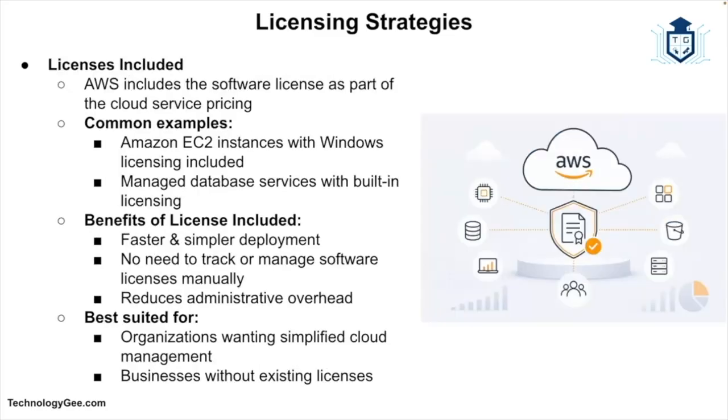And then there's where your licenses are included. So AWS can provide the licenses as part of their service. Examples could be Amazon EC2 with Windows licensing that is included, and managed databases that have built-in licensing. And the benefits are it offers a simpler setup. There's no license management headaches. And essentially the key takeaway that you need to understand is this. BYOL, or bring your own license, is essentially what you already own, and licenses included is what AWS handles for you.